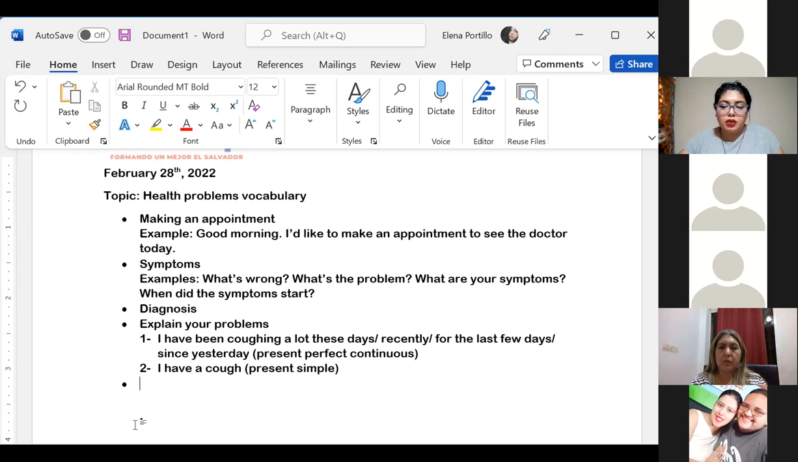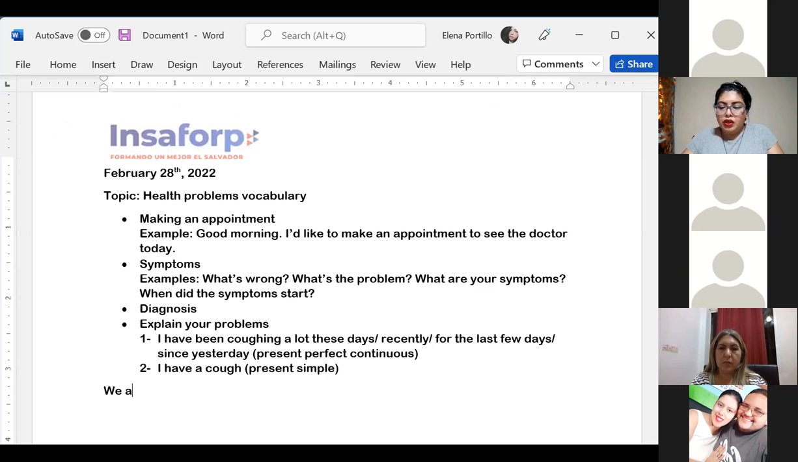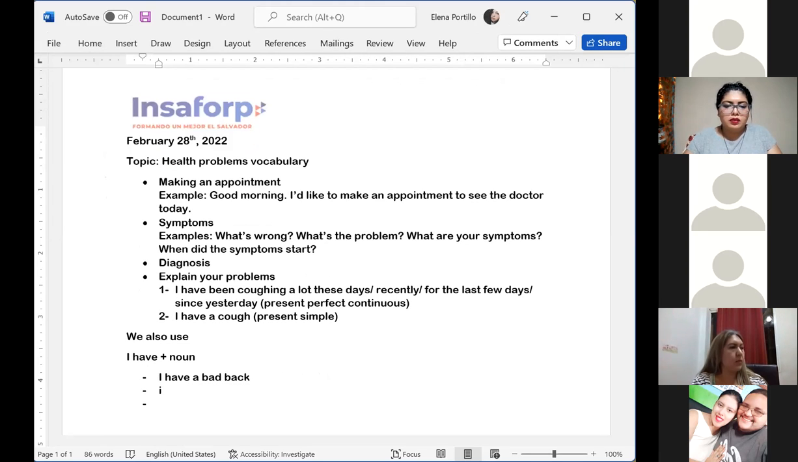Then it says, we also use, and we have, I have, plus noun, and some examples. I have a bad back. I have a sore throat. I have a fever.